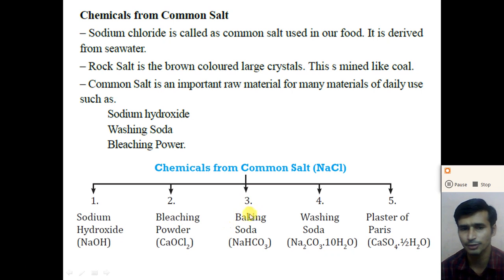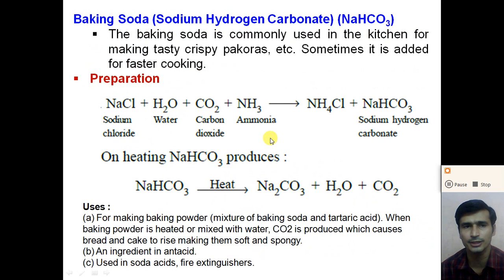Now in this video we will discuss the preparation and use of the third chemical, baking soda, then washing soda and plaster of Paris. So dear student, let us start with baking soda. The chemical name of baking soda is sodium hydrogen carbonate, and its chemical formula is NaHCO3. So how can we prepare baking soda?